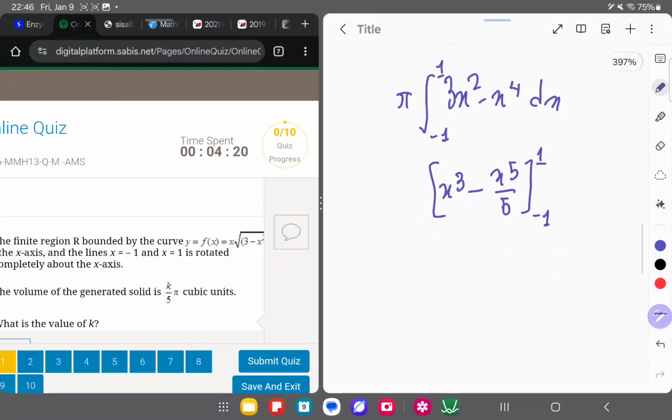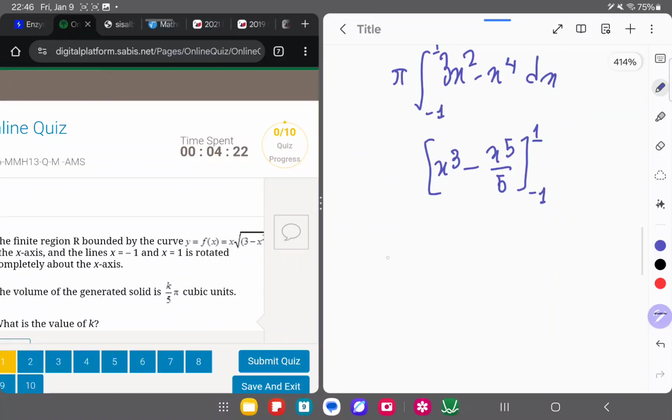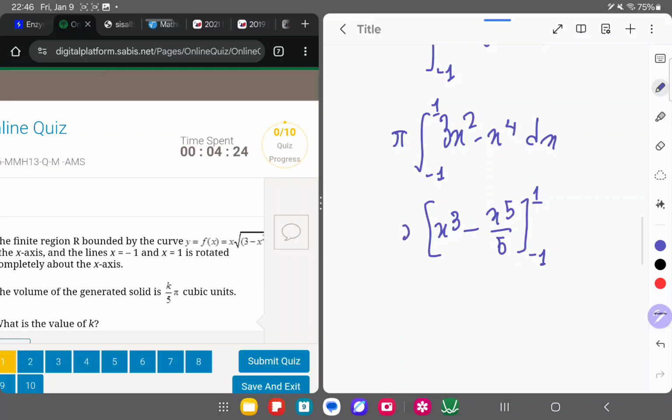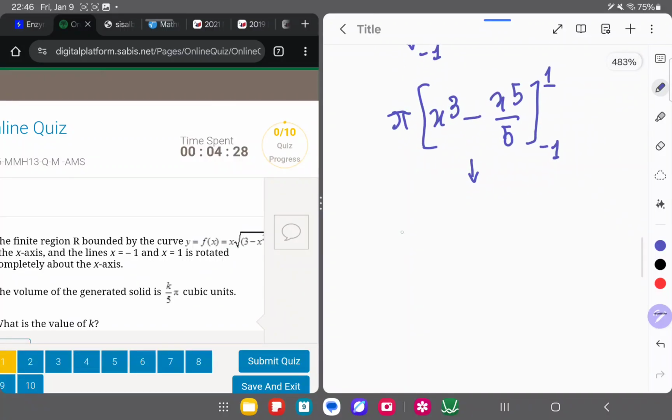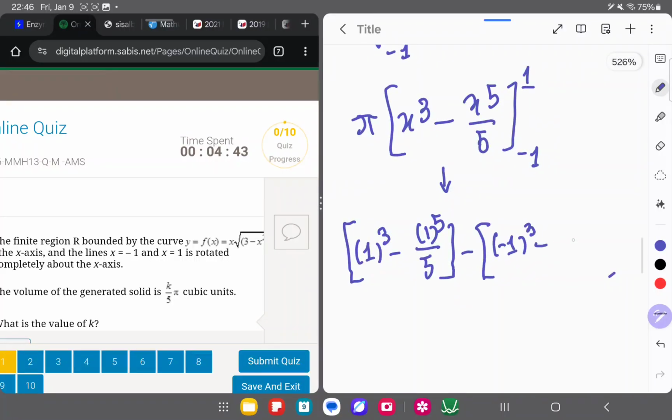Now what we'll do is, don't forget the pi, of course. We'll add the pi later. We'll focus on this part right here. You plug in 1 into x first, and then you subtract that by x substituted by negative 1, which is the lower limit, like this.